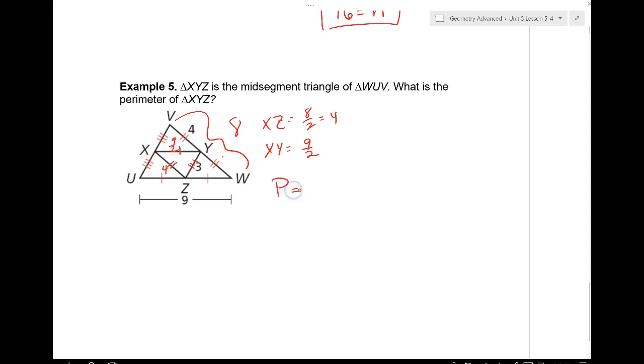Perimeter tells me I have to add all the sides together of the smaller triangle. So that's just going to be 4 plus 3 plus 9 over 2. Now guys, there's times when mixed numbers are a lot nicer. 9 over 2 is the same thing as 4.5, right? Now look how easy that is to add. What's 4 plus 3 plus 4.5? It's just 11.5. We should probably say units if we're being exact, but they didn't give a measure. Guys, that's how easy this stuff is.